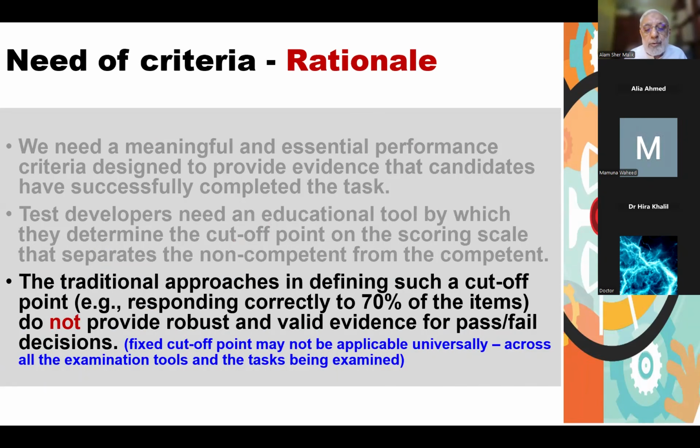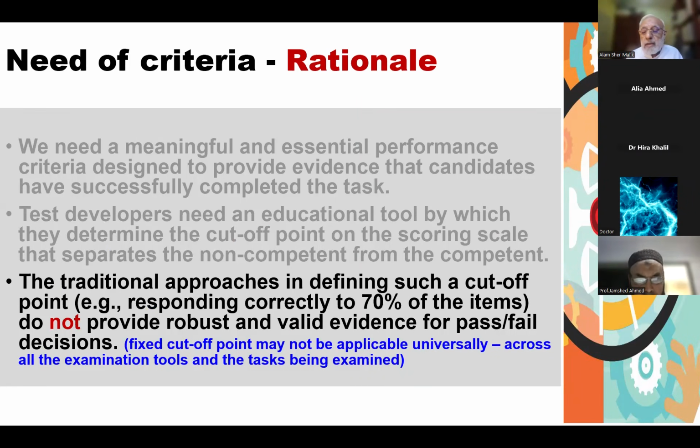The traditional approaches in defining such a cutoff point, for example, responding correctly to 70% of the items, do not provide robust and valid evidence for pass-fail decisions. Moreover, a fixed cutoff point may not be applicable universally. So we may not be able to use the same cutoff point across all different kinds of examinations or assessments.